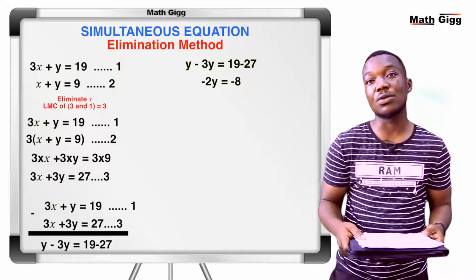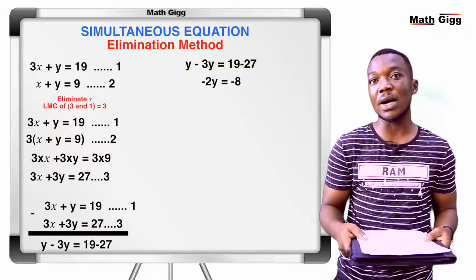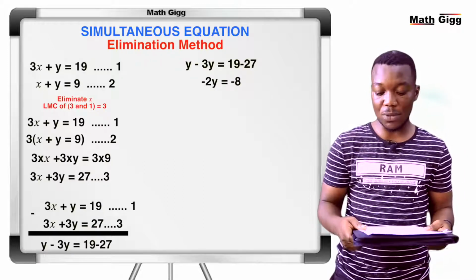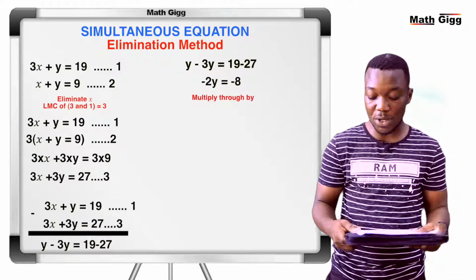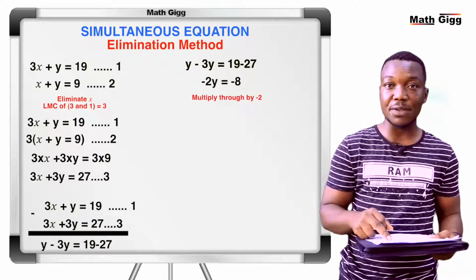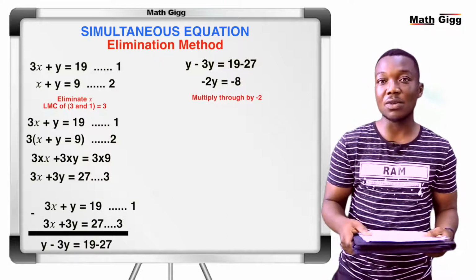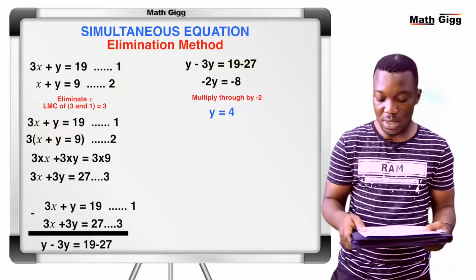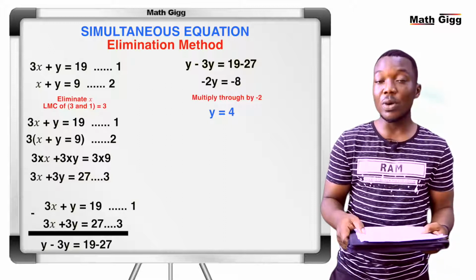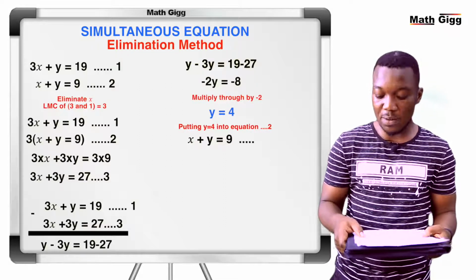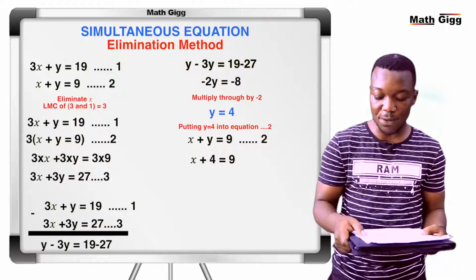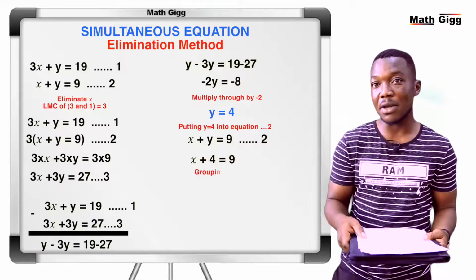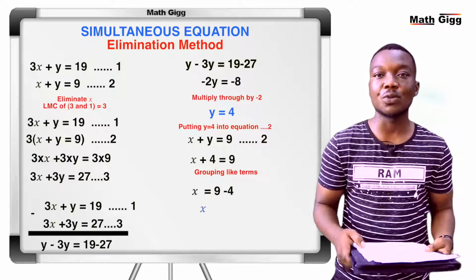Now we are looking for y. So we are going to divide both sides of the equation by the coefficient of the y, which is negative 2. Our answer is y is equal to 4. Then we substitute this y equal to 4 into any of the equations. I like to put it in equation 2, where we have x plus y is equal to 9. If you do that correctly, we have x plus 4 is equal to 9. Then if you group like terms, we have x is equal to 9 minus 4. Our x answer is equal to 5.